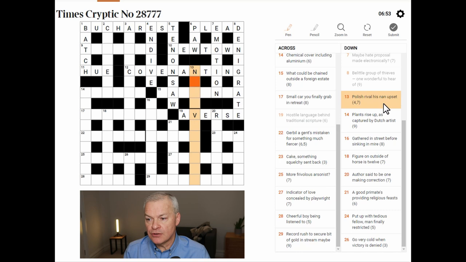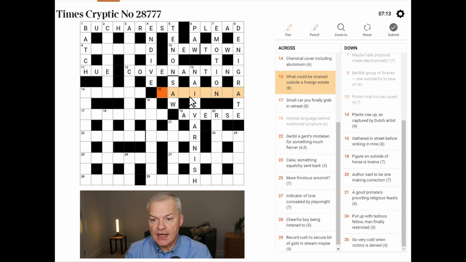Polish, rival his nan upset. Well, upset looks like an anagram indicator for rival his nan. And polish is surely nail varnish. Is this rival his nan? Yes, it is. Fantastic. Now, every crossing letter in, what could be chained?